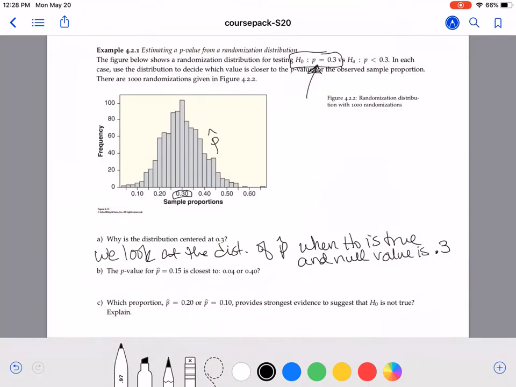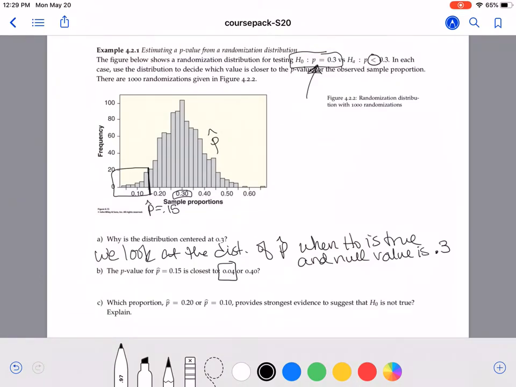Then it asks, for a p-hat of 0.15, is the p-value closer to 0.04 or 0.4? If I look at a value of 0.15 in the picture right here, that would be p-hat equal 0.15. We want to look at the tail area beyond it in the direction of the alternative. Since I'm doing less than, I want to look less than 0.15. Whatever percentage of the graph that is, is our p-value. We can't actually count dots to see exactly, but 0.4 would be close to half the graph. We definitely do not have that. So our correct answer here is 0.04. We're looking to the left of this 0.15 value.